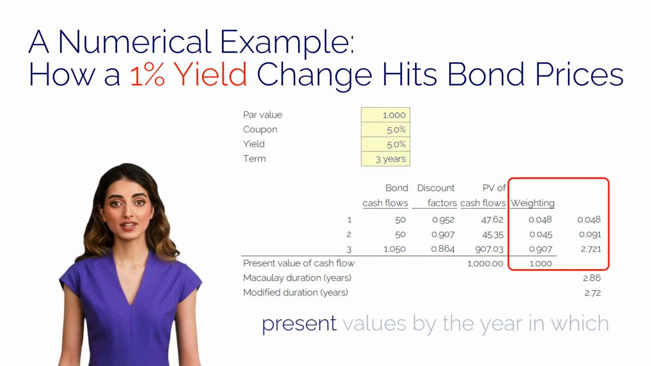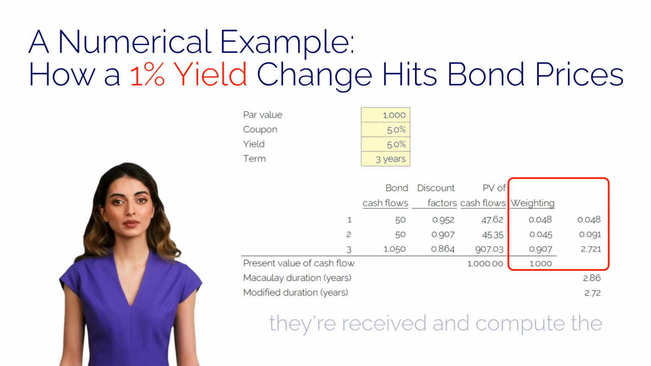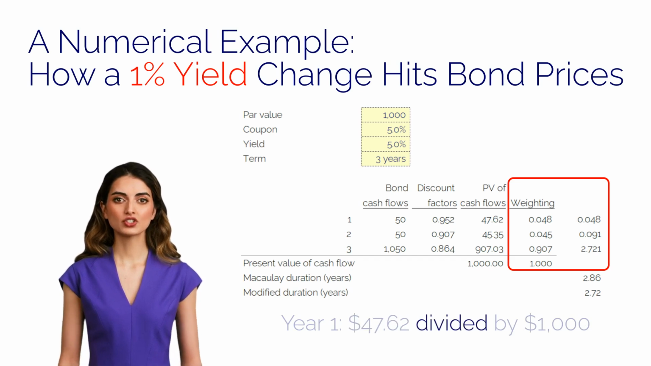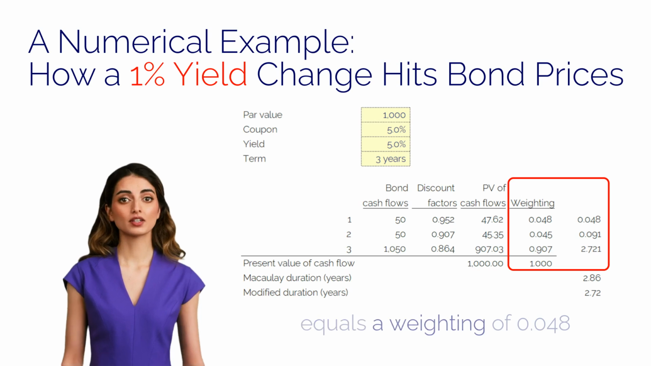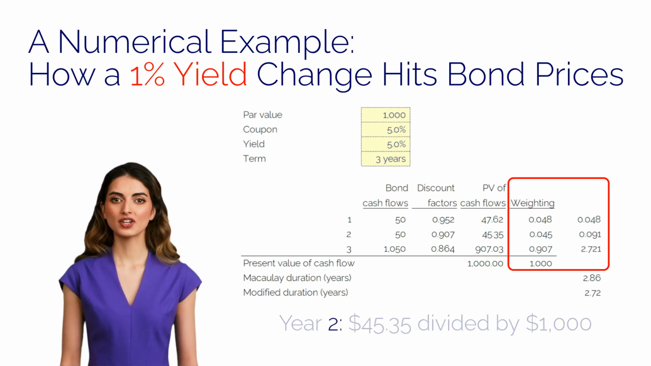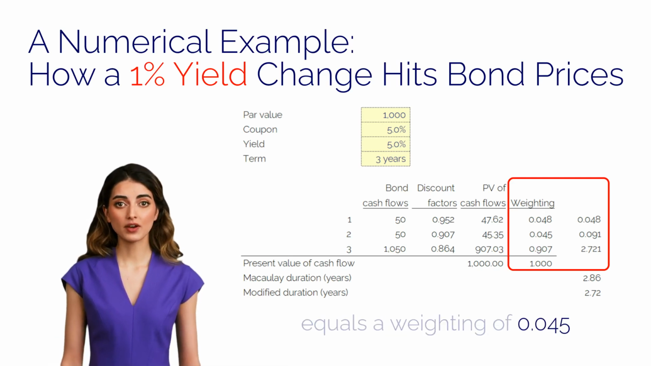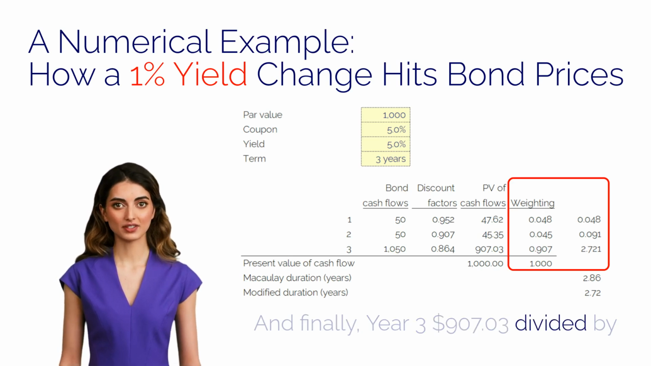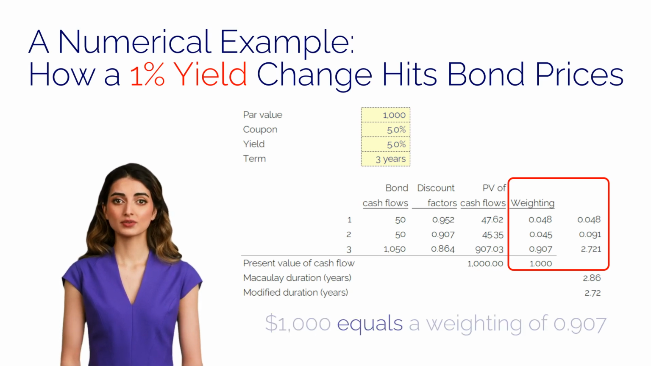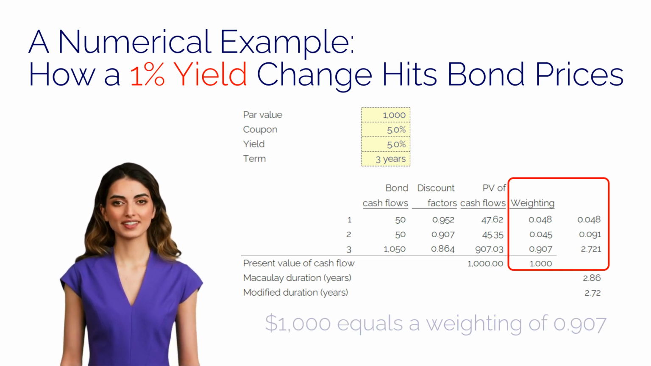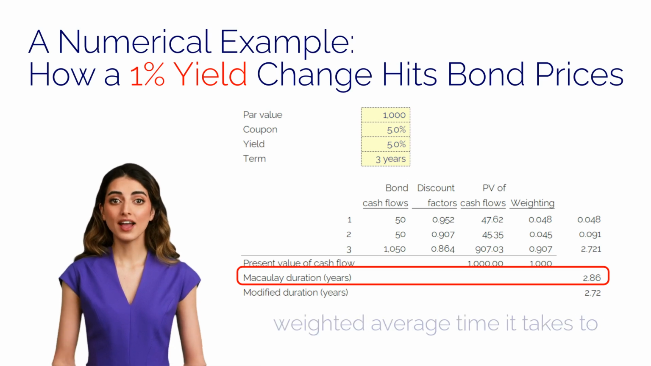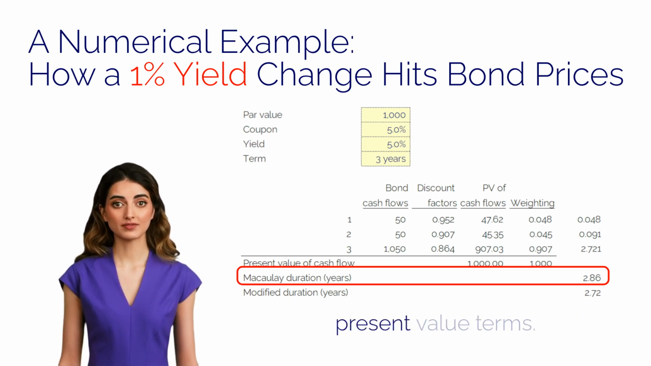Now we weight each of these present values by the year in which they're received and compute the average. The math looks like this. Year 1, $47.62 divided by $1,000 equals a weighting of 0.048. Year 2, $45.35 divided by $1,000 equals a weighting of 0.045. And finally, Year 3, $907.03 divided by $1,000 equals a weighting of 0.907. Add them up and you get 2.86 years. That's the Macaulay duration, the weighted average time it takes to receive the bond's cash flows in present value terms.